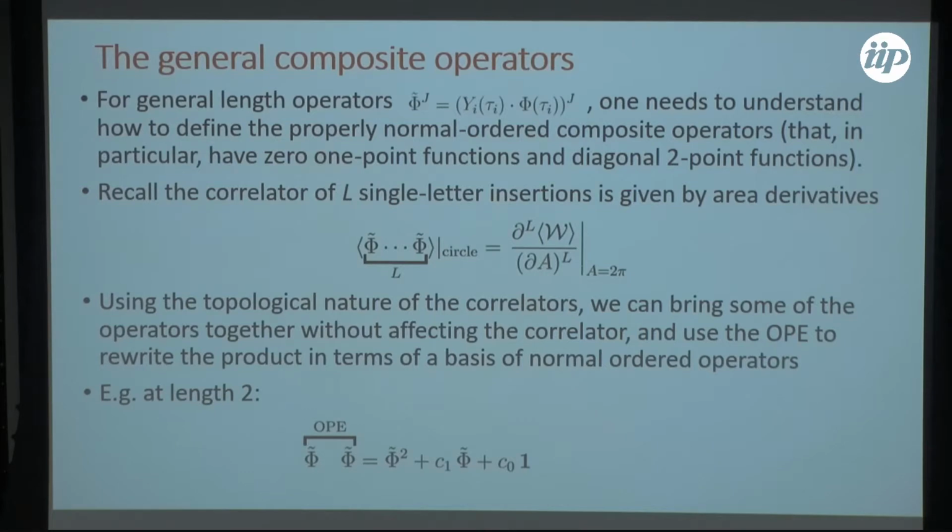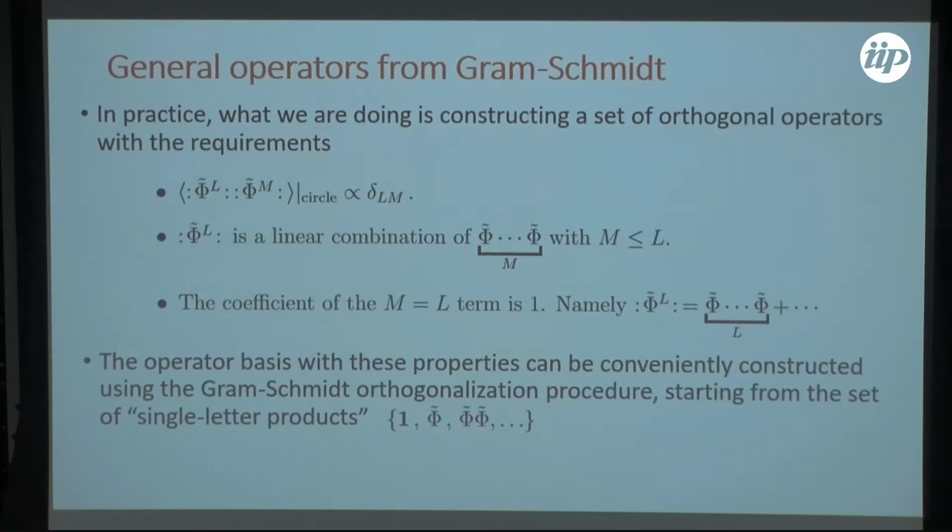So for example, in the case of a length 2 operator, you bring two phi's together and then say that that is equal to the actual normal order composite operator phi squared that you want, plus lower order terms. Now in practice, this can be done systematically using Gram-Schmidt orthogonalization procedure. So what we are doing is just constructing a basis of normal ordered orthogonal operators, which are linear combinations of product of these single letter insertions, starting at length L and lower length.